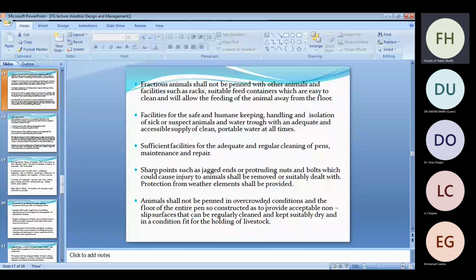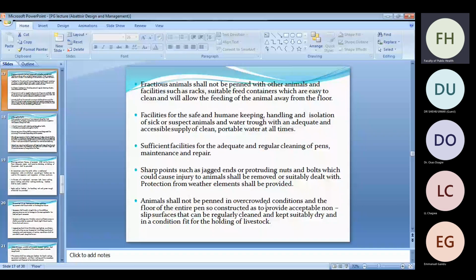Facilities for safe and humane keeping of animals should be put in place. Isolation of sick and suspect animals should also be done in lairage. Water troughs with adequate and accessible supply of clean, potable water at all times should be provided.